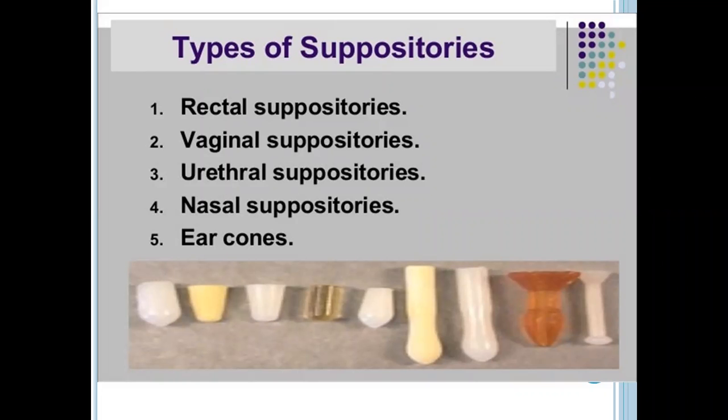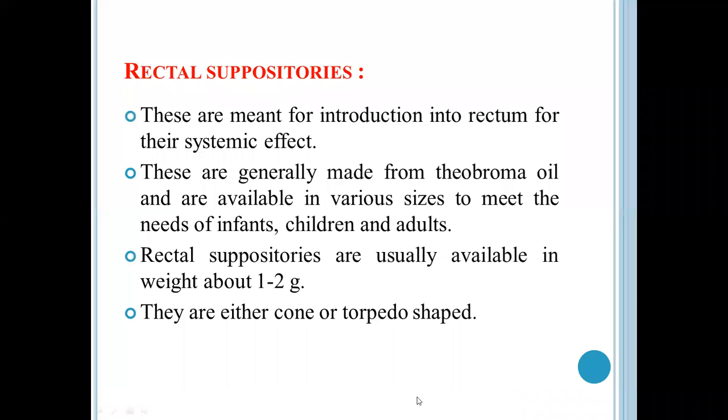Okay, so types of suppositories. Suppositories are classified according to the different body cavities into which they are prepared for insertion, and as per that, the following types are given below: rectal suppositories, vaginal suppositories, urethral suppositories, nasal suppositories, and ear cones. Suppositories are available in different sizes and shapes. These are the different sizes and shapes. Is it visible on your screen? Okay, so these are the different types of suppositories. Then next, let's see them one by one.